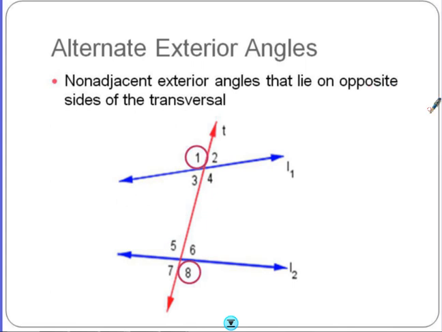Now, alternate exterior. When we talk about exterior versus interior, we know exterior are going to be on the outside. So alternate exterior angles are non-adjacent exterior angles that lie on opposite sides of the transversal. So 1 and 8 are an example, and then we could also say 7 and 2 are alternate exterior angles.